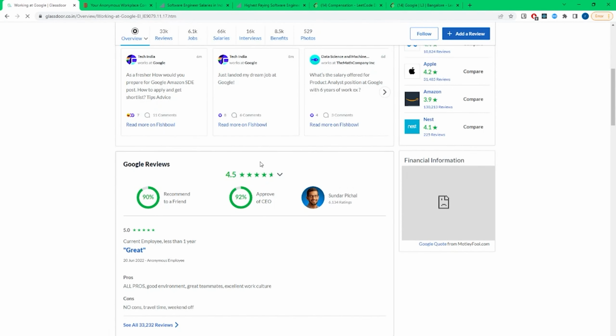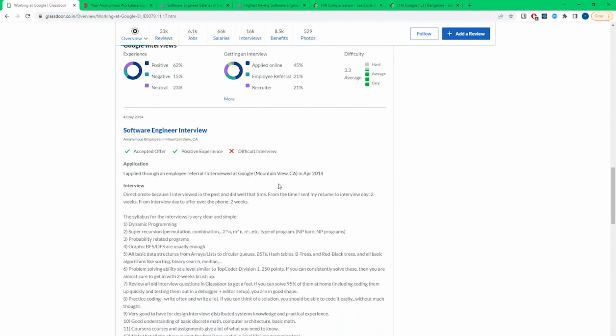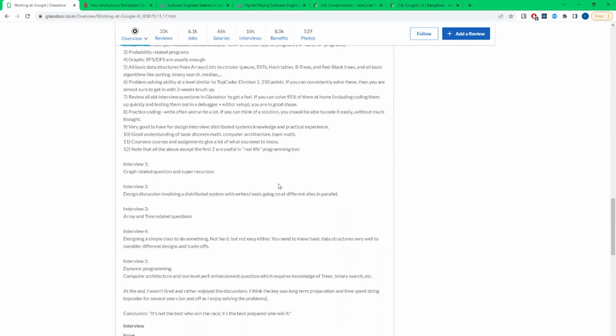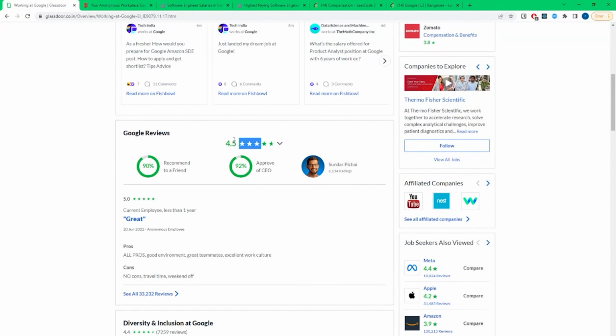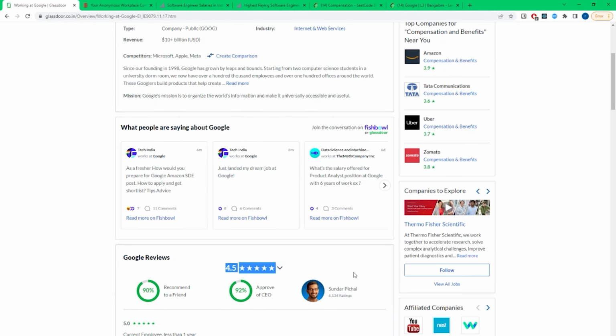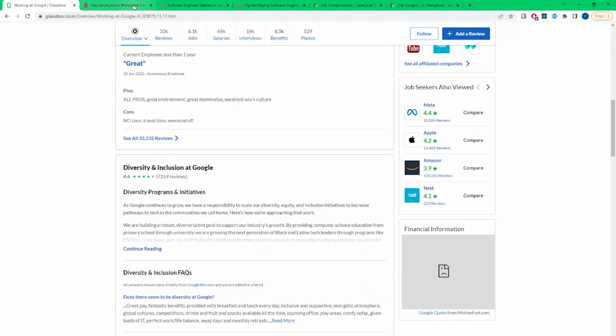And you would also be able to see the rating that a company gets. But I feel that with Glassdoor, every company somehow tries to manipulate the number of ratings that you can get. So you can't really trust the Glassdoor rating as much as you can trust other websites, which I'm going to show you.